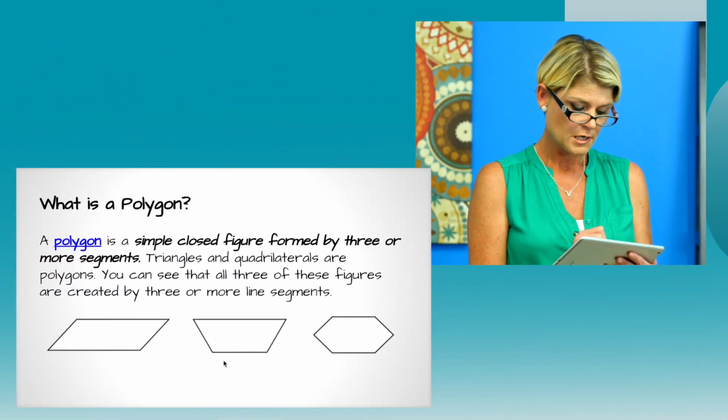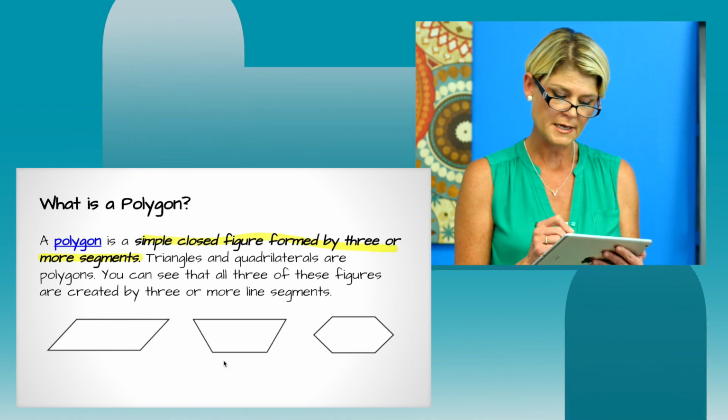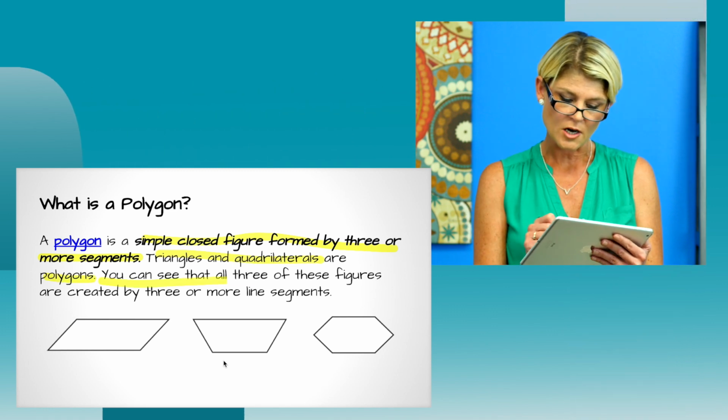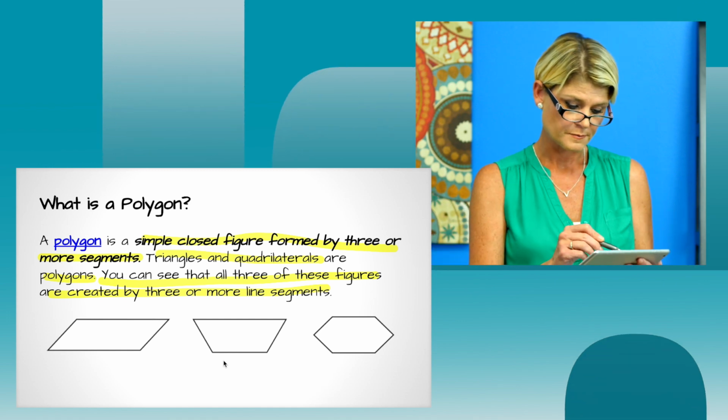What is a polygon? A polygon is a simple closed figure formed by 3 or more segments. Triangles and quadrilaterals are polygons, and you can see that all 3 of these figures are created by 3 or more line segments.